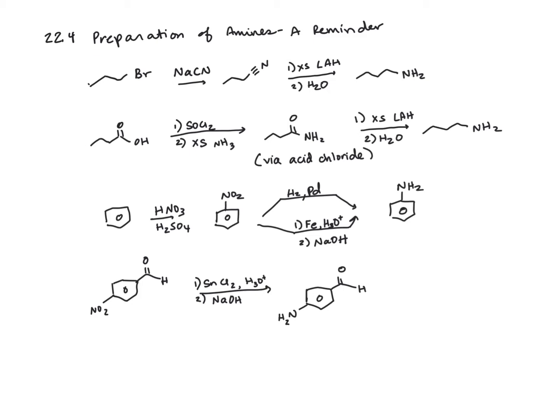This slide is a reminder of the preparation of amines. This is what you already know. In the first example, we're going to take sodium cyanide to turn our alkyl bromide into an alkyl cyanide. And notice here that we're adding a carbon atom. So we're going from 3 carbons to 4.